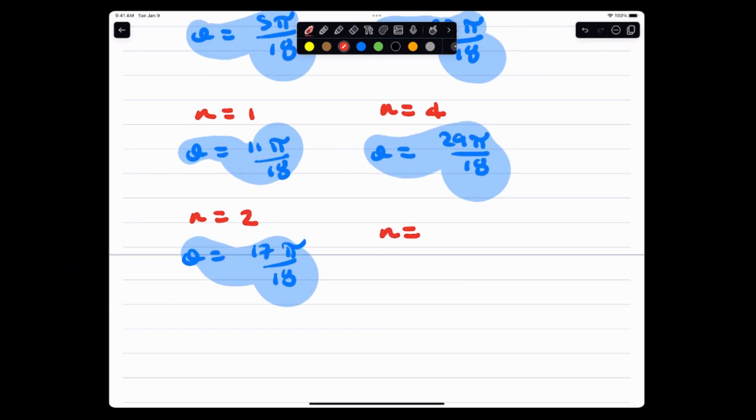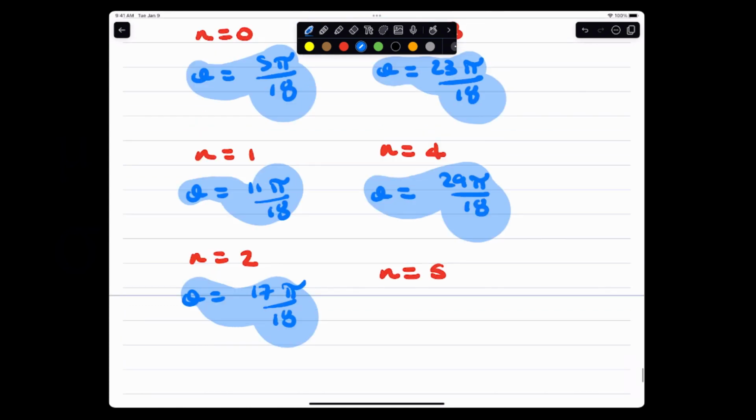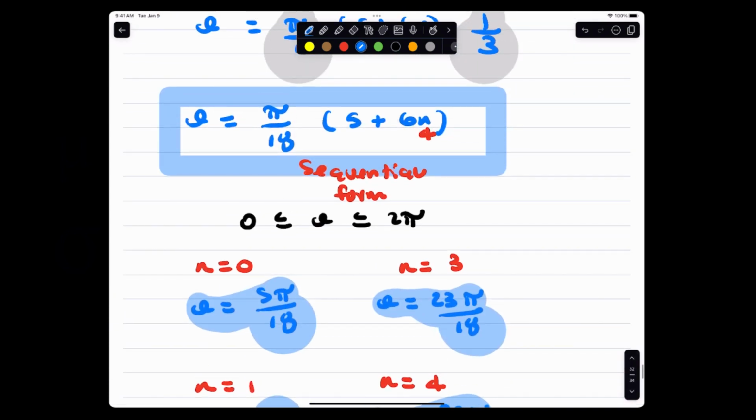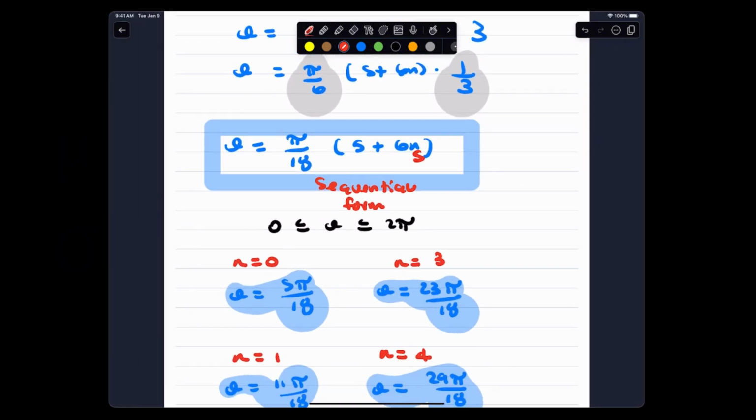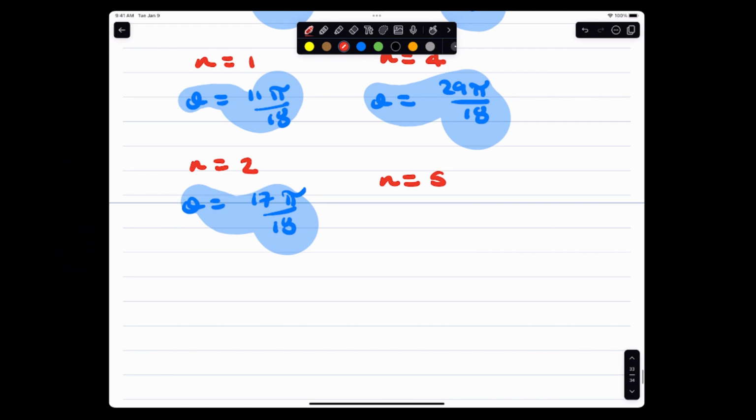N is what now? 5. What happens when you plug in 5? What's 6 times 5? Is that 30? What's 30 plus 5? 35? So your theta is going to be now what? 35 pi over 18. Are we close?